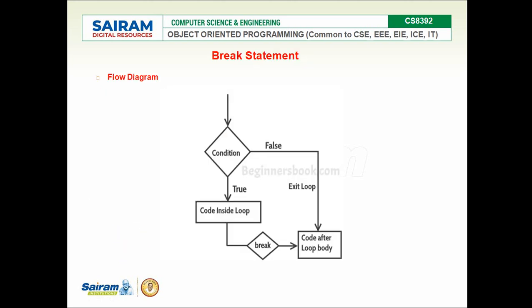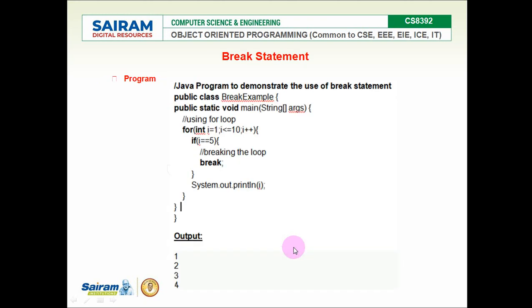Flow of the break statement. The condition will be checked. If the condition is true, it executes the code block inside the loop. Whenever the break is encountered, it terminates the loop, comes out of the loop and starts executing the next line after the loop. That is what the break statement is doing. We will see an example, and we will easily understand how the break statement works.